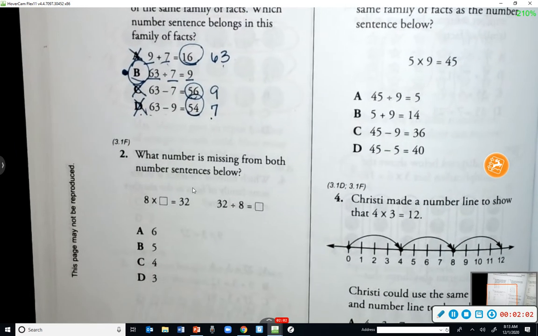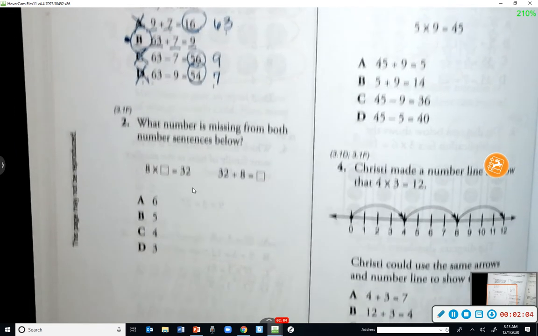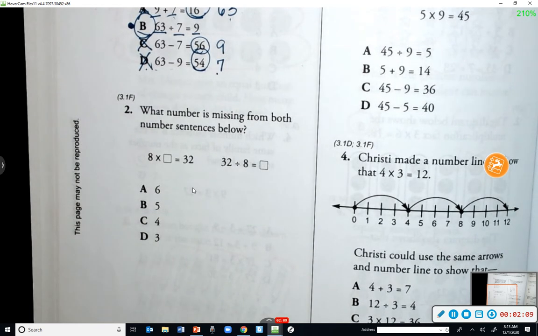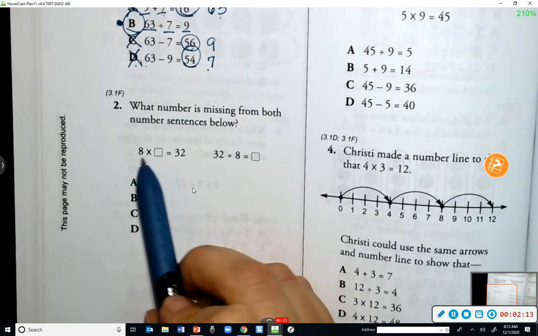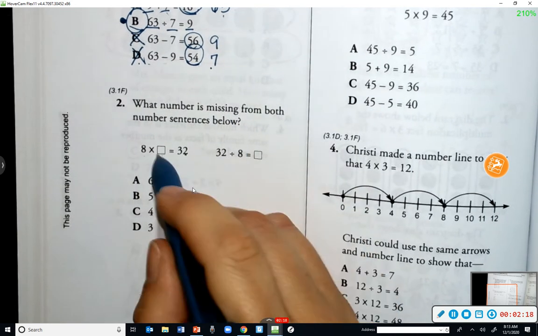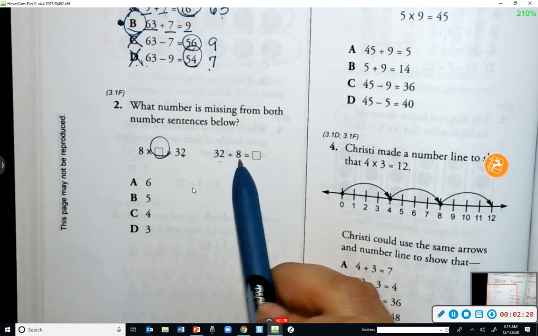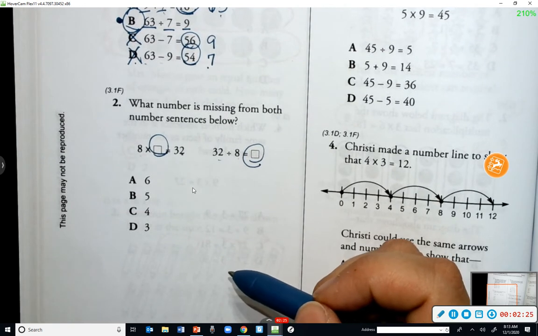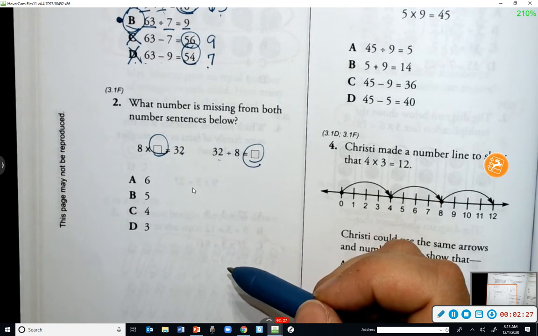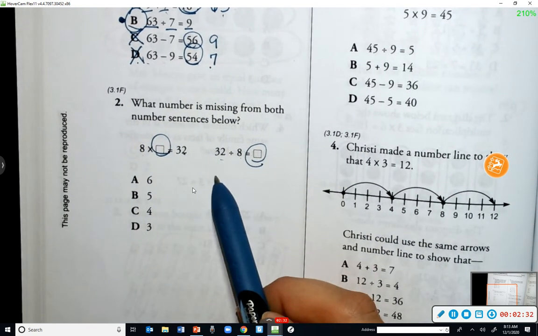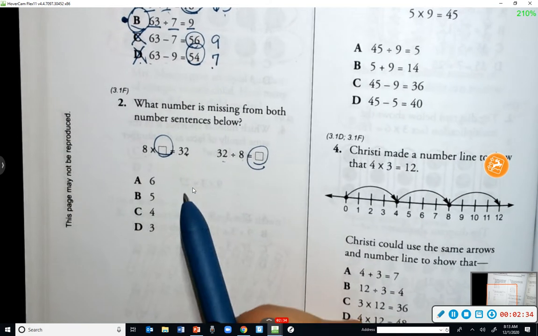Okay, number 2. Kelsey, go ahead and read. What number is missing from both numbers below? Okay, so we need to figure out 8 times what equals 32. So this missing number, and then 32 divided by 8 equals something. And these two boxes are going to be the same number. So I can pick one strategy to figure out what the missing number is. Which one do we want to try?